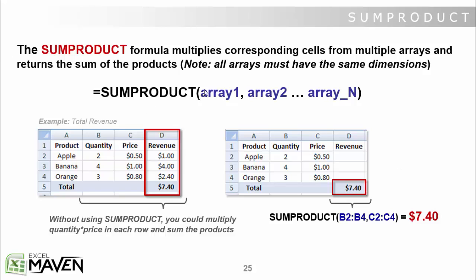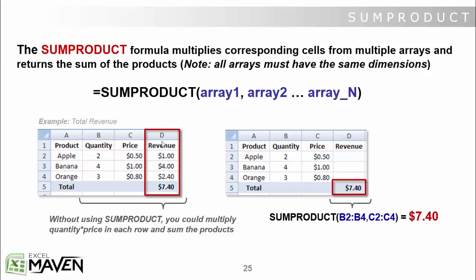So first, the syntax is actually quite simple. You just list out the arrays that you want to take the sum product of. Typically these are entire columns. Note that all your arrays have to have the same dimensions here. But to look at an example, let's say I've got a very simple data set here, just 3 products along with quantities and prices.